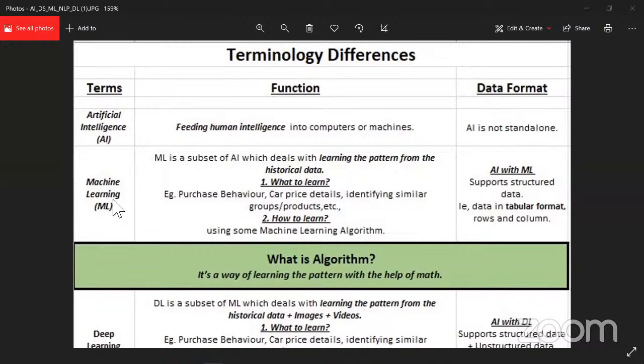Now let's get into machine learning. What is the point of machine learning? Machine learning is a subset of artificial intelligence, which deals with learning the pattern from the historical data. Now, what to learn? See this, purchase path behavior, car price details, identifying similar customers or groups, how to learn is nothing but using some machine learning algorithms.